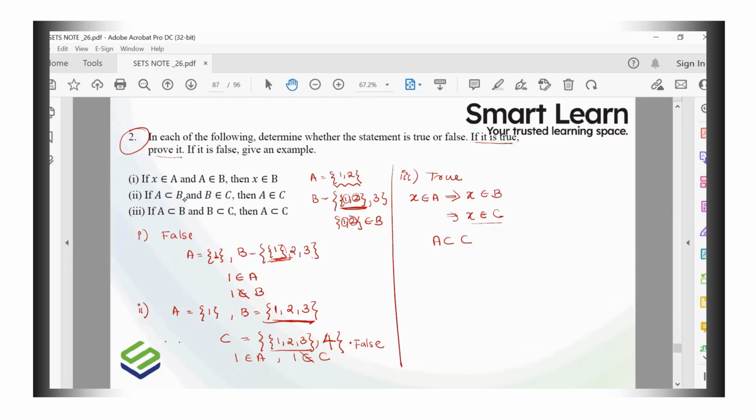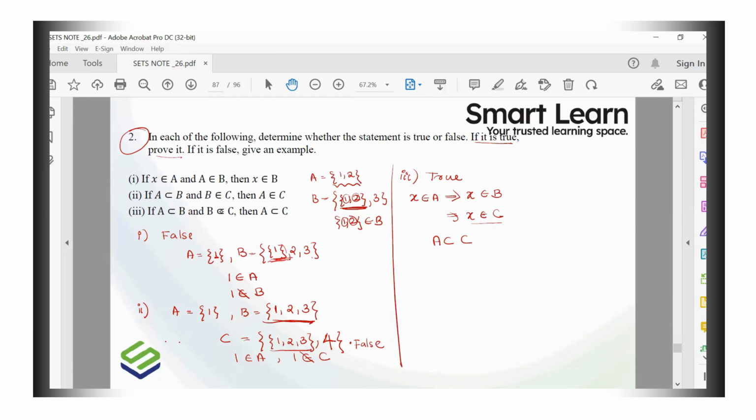A is a subset of B, B is an element of C. Then A is an element of C? A is a subset of B. Okay. So A is {1} and B is {1, 2, 3}. So you can say A is a subset of B, because 1 is contained in B. B is an element of C. So C you can take like this, with B as an element only. Then how will A be an element of C? So that is also false.